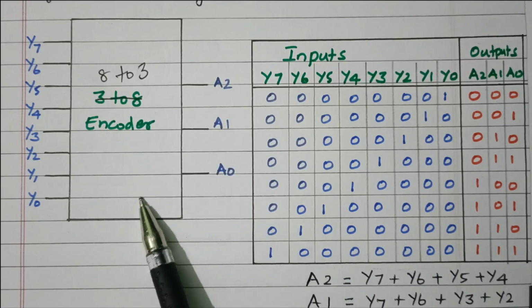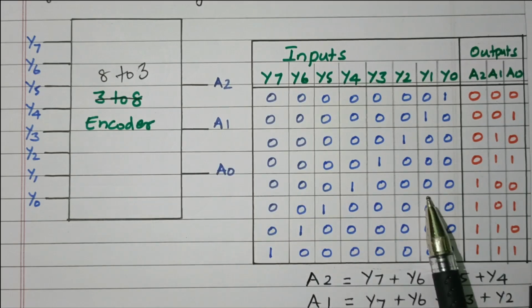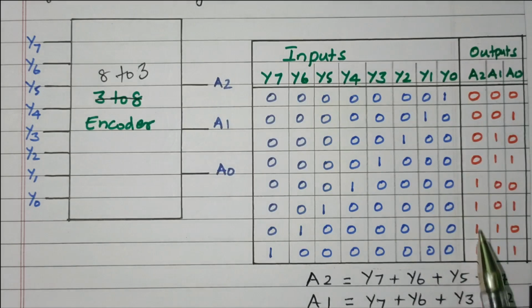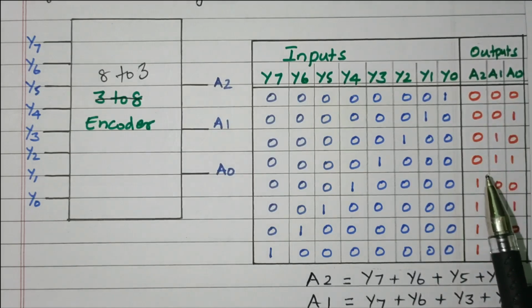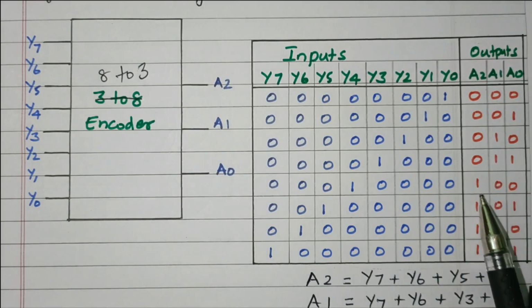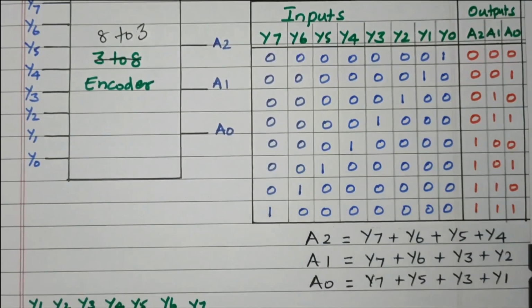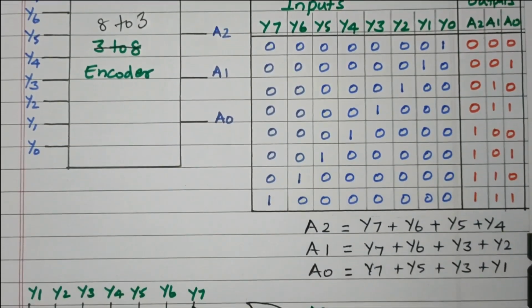Now we have the block diagram, then we discussed the truth table. Now we can develop the logical expression for A2, A1 and A0. Then that logical expression can be implemented with logic gates in order to get the 3 outputs. Now we'll see the logical expression for these 3.